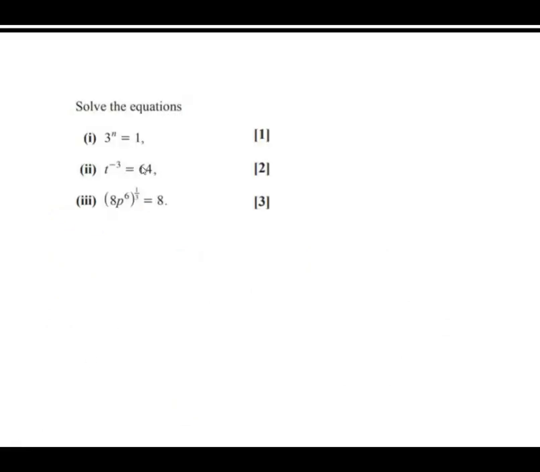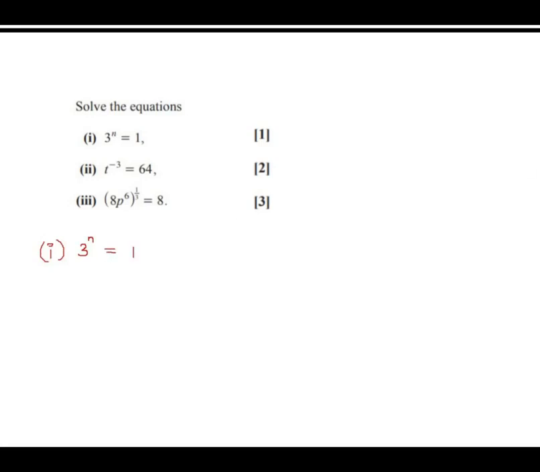These are another set of questions which could be asked in the indices topic. These questions are pretty easy to solve. So let us see how we are going to solve them. Solve the equations 3 to the power of n is equal to 1. Now, solve the equations means you have to get the value of n, the value of p, the value of t, all the variables. Now, for the first one, let us see. Solve 3 raised to n is equal to 1.